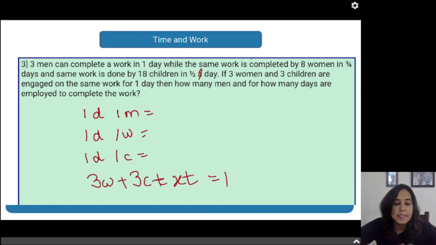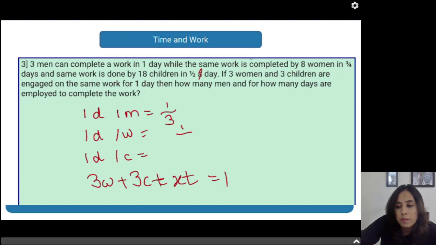Okay guys, your 90 seconds time has ended. Now let us solve this problem. So we have three men who can do the work in one day. So in one day, one man can do one third of the work. Correct. Now we have eight women who are doing it in 3/4 day.